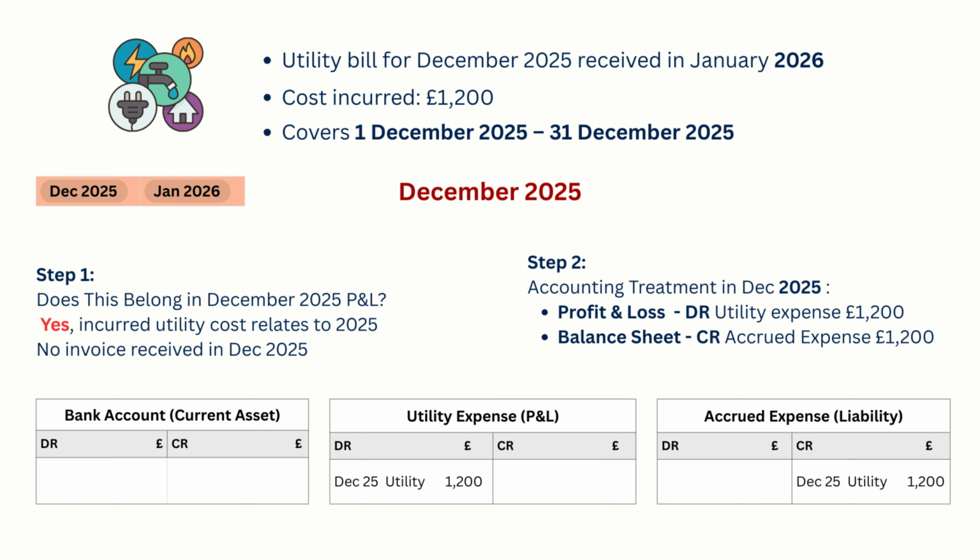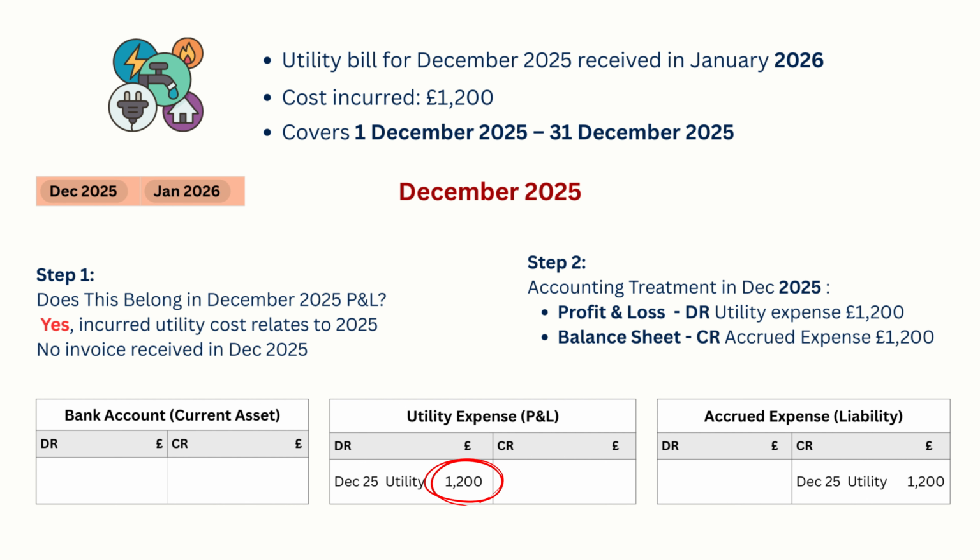Let's look at an example. A utility bill for December 2025 is received in January 2026. The cost incurred for December is £1,200. Step 1 is to ask, does this cost belong in December's profit and loss? The answer is yes, because the utilities were used in December. Even though no invoice was received, we must recognise the expense.